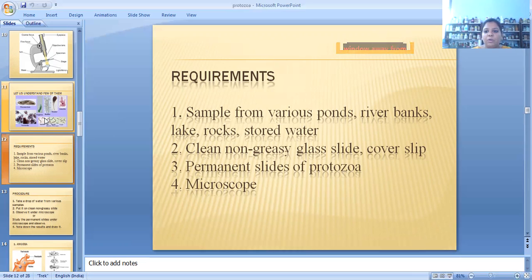Sometimes in our home or building, stored water or storage tanks of water are there. From that also you can collect the sample. Then you require clean, non-greasy glass slides, cover slips, and a microscope, or if we want to observe permanent slides, then we require the permanent slides. So these are the general requirements.